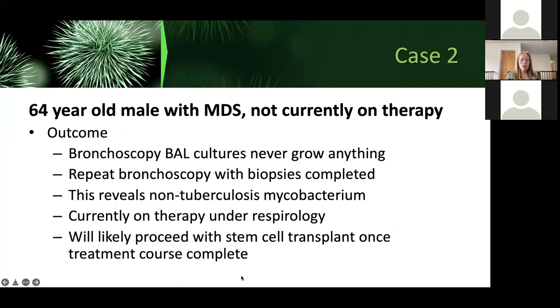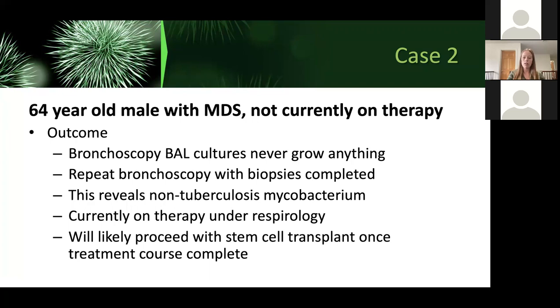So what was interesting about him is his bronchoscopy BAL actually never grew anything, even waiting quite a long time for those cultures to result. And so Dr. Addison, our local respirologist, repeated a bronchoscopy with biopsies, which was tricky to arrange in this patient because we had to obviously give him platelets ahead of time and that sort of thing. But the biopsies ended up revealing a non-tuberculosis mycobacterium, thankfully. So he did not have reactivated pulmonary tuberculosis. So he's currently receiving therapy for his non-tuberculosis mycobacterium, and hopefully will proceed with a stem cell transplant once his treatment course is complete.